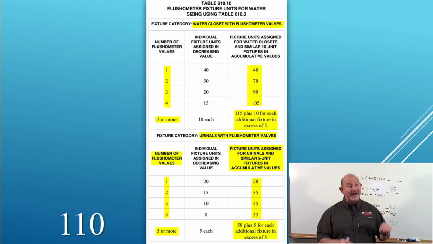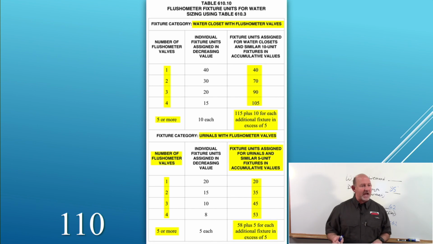Right? Now I had 6. Do you agree? So those 5 are worth 115. That 6th one is worth 10 more. So again, if it were me, I would just say 125 for water closets and be done. Because when we're sizing that building supply, we don't care where they are.